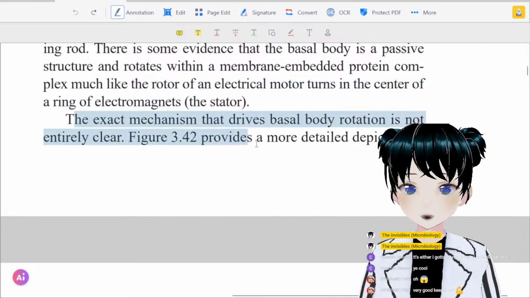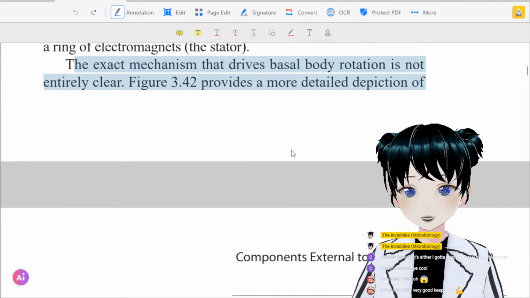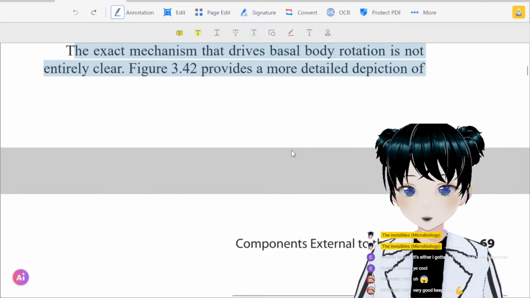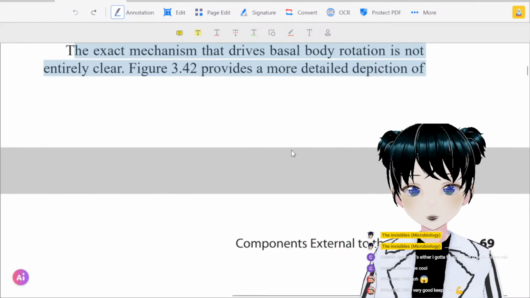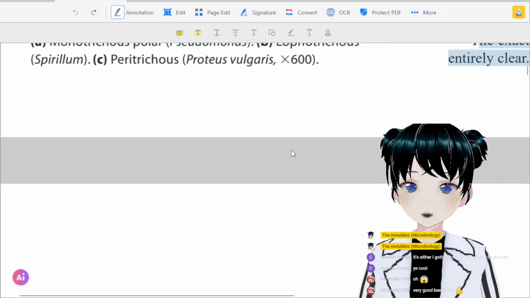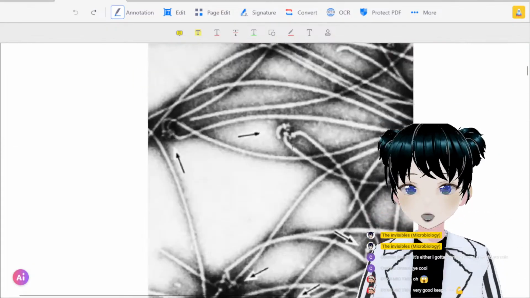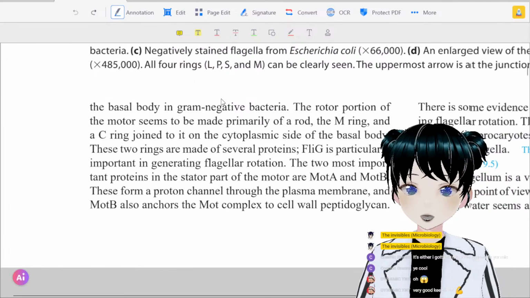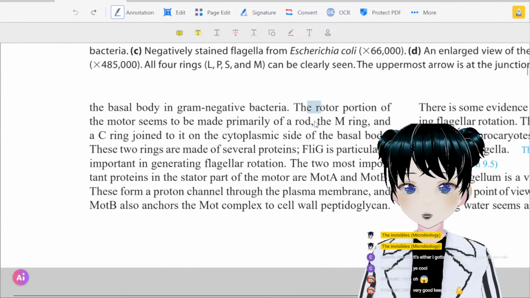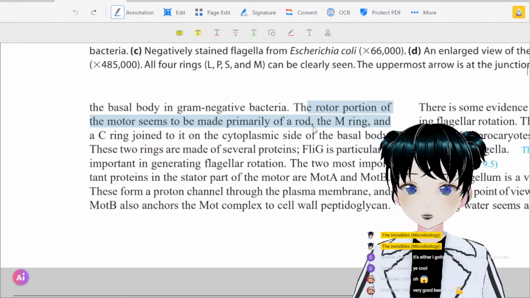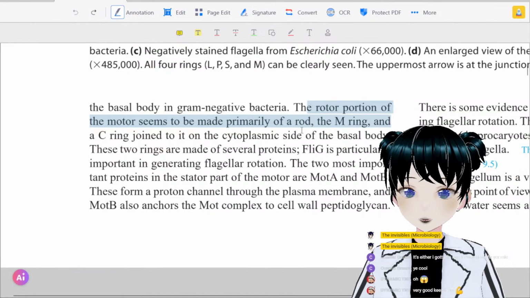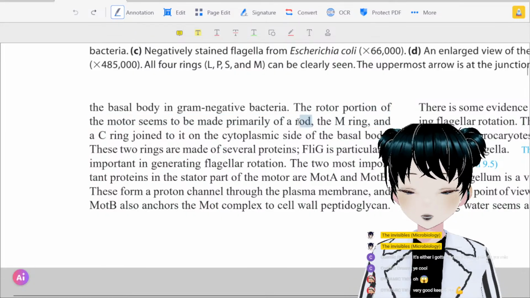The exact mechanism that drives the basal body is not known because the structure is so thin and we haven't even found the whole structures. So the mechanism comes after that. We don't know the exact mechanism, but we can guess around that much from what we have seen. The rotor portion of the motor seems to be made primarily of a rod. Rotor means the rotatory portion. The part which rotates is primarily made up of the rod.